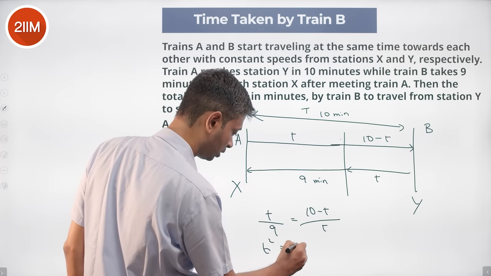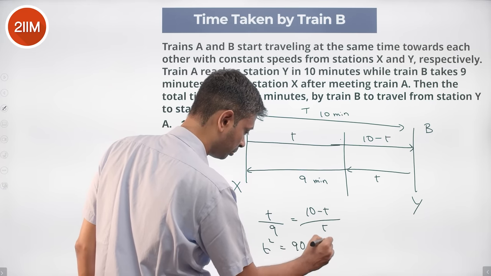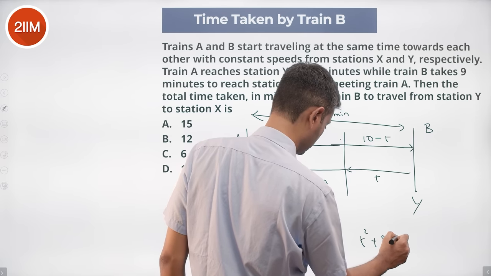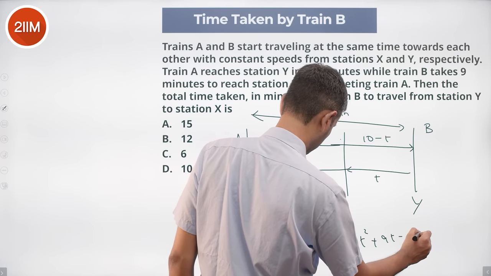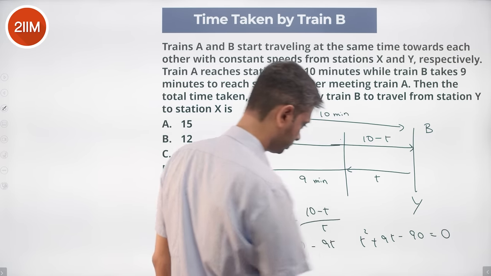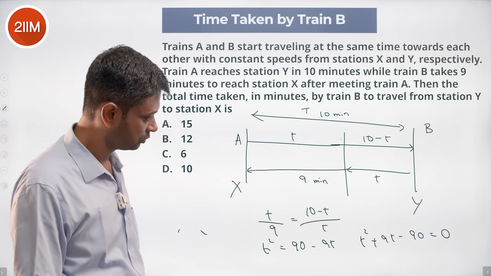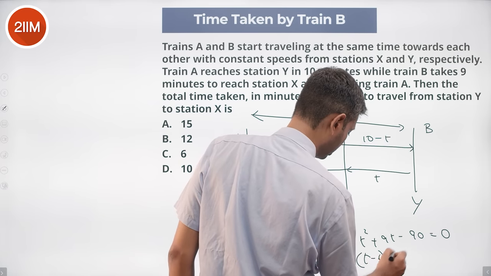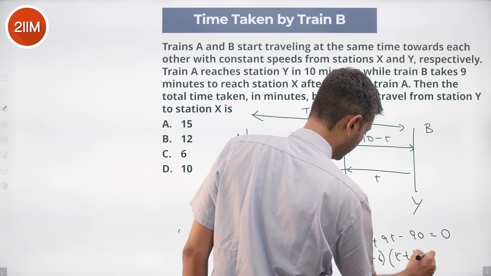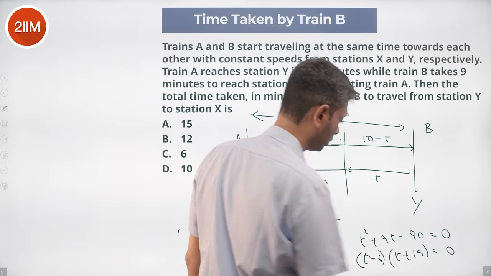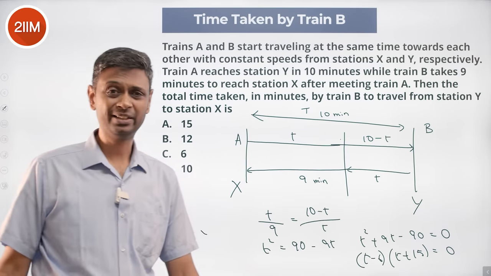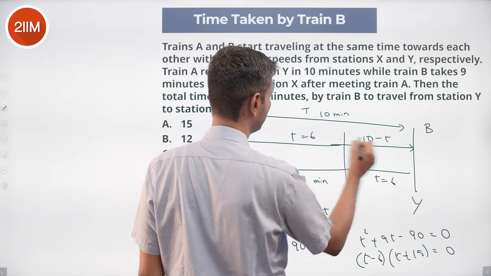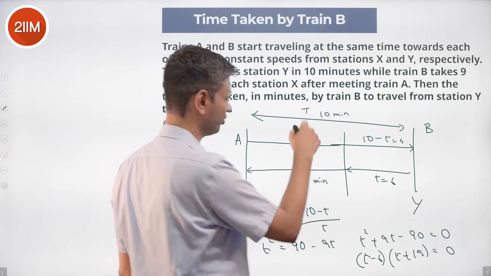T squared equals 90 minus 9T, so T squared plus 9T minus 90 equals 0. 15 into 6 is 90. T minus 6 into T plus 15 equals 0. So T could be minus 15, which is not possible, or 6 minutes. This is 6 minutes, and this is 4 minutes. 4 by 6 is 6 by 9.